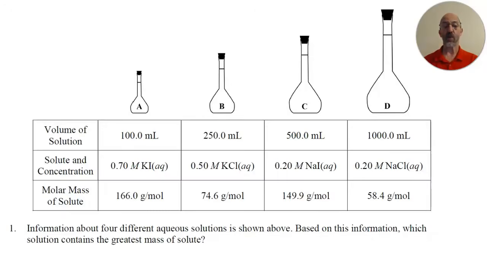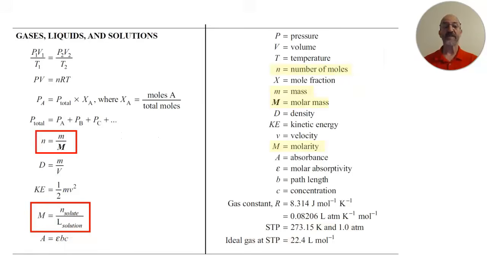Now let's move on to the practice for topic 3.7. This is question 1. In question 1, it says, information about 4 different aqueous solutions is shown above. Based on this information, which solution contains the greatest mass of solute? On the equation sheet, another equation that is located in that same section relates to molar mass. The number of moles of a substance is equal to the mass divided by the molar mass.